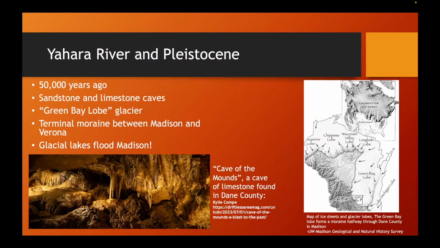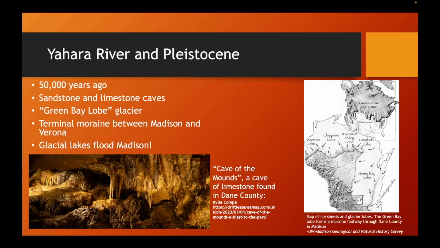All right, Yahara River and Pleistocene. So this area was thought to extend around 50,000 years ago. There are a bunch of sandstone and limestone caves. The Yahara River was at the bottom of a river valley, and there was a bunch of sandstone and limestone caves formed on the edges of the valley and leached into the river, giving a bunch of nutrients, stuff like that.